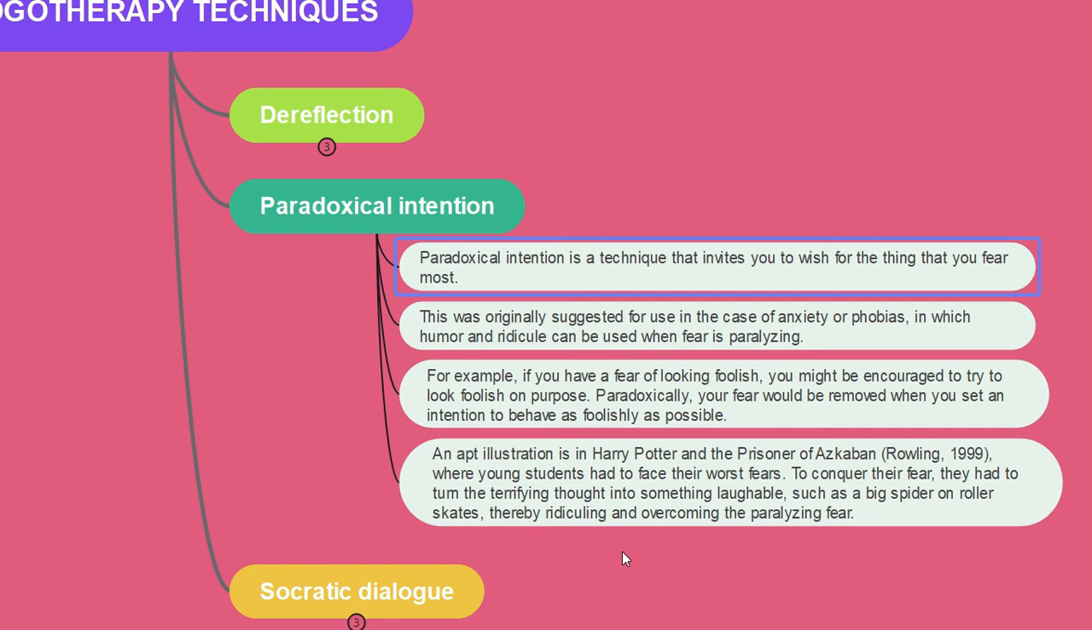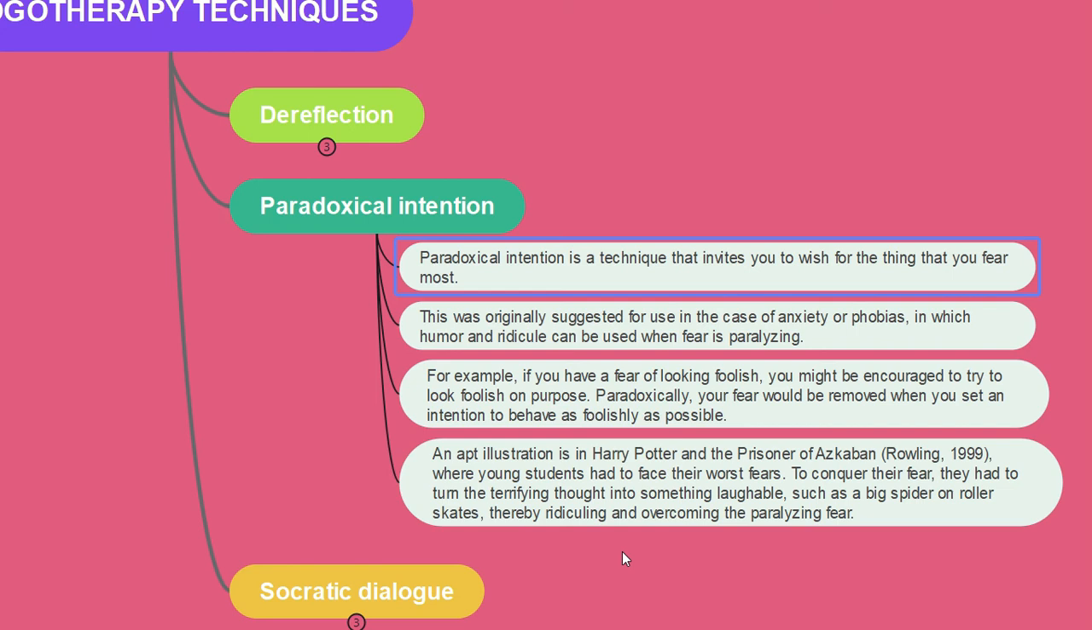You can overcome any kind of phobia in which humor and ridicule can be used when fear is paralyzing you. When you are preoccupied so much with that particular phobia, you can overcome it by making it a humorous thing, by ridiculing it. Let us see a few examples here. If you have a fear of looking foolish, you might be encouraged to try to look foolish on purpose so that you can overcome that fear, and there is a humor attached to this. Paradoxically, your fear would be removed when you set an intention to behave as foolishly as possible.